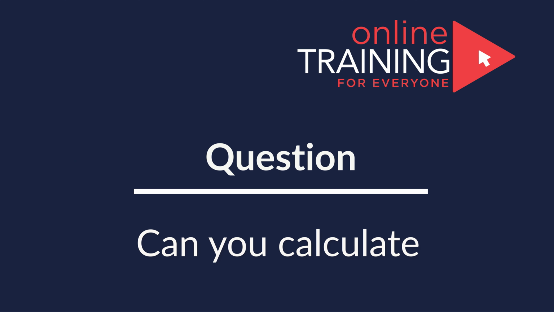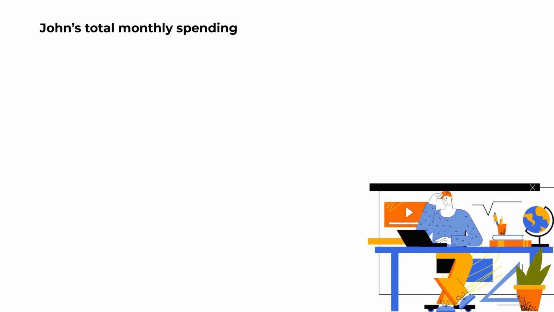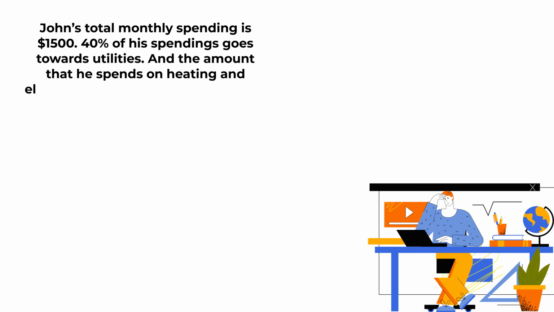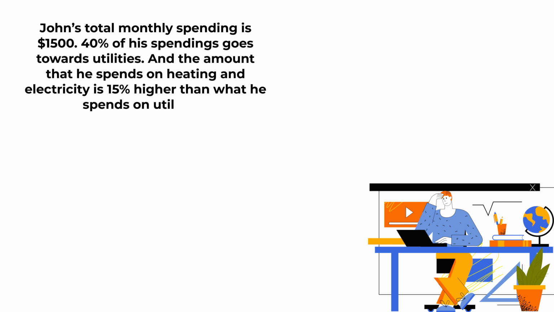Here's a question you might frequently encounter on the test. John's monthly spending is $1,500. 40% of his spending goes toward utilities, and the amount that he spends on heating and electricity is 15% more than what he spends on utilities. How much does John spend on things besides heating, electricity, and utilities?